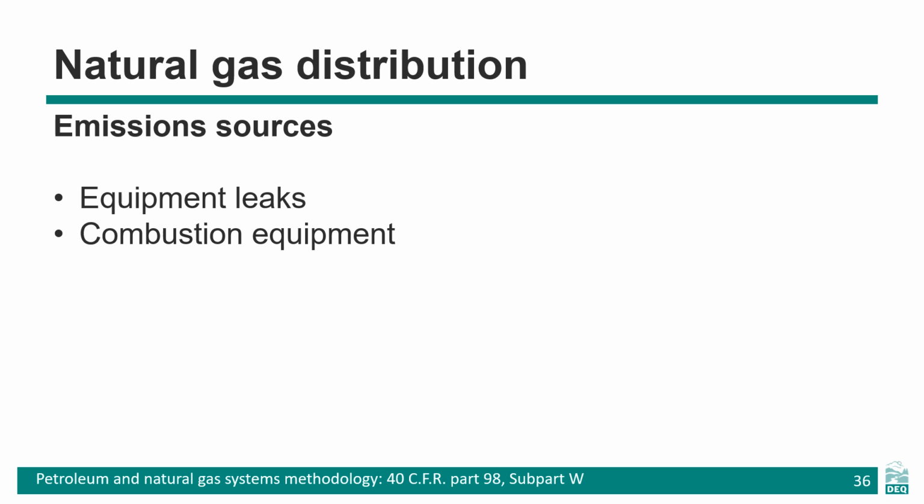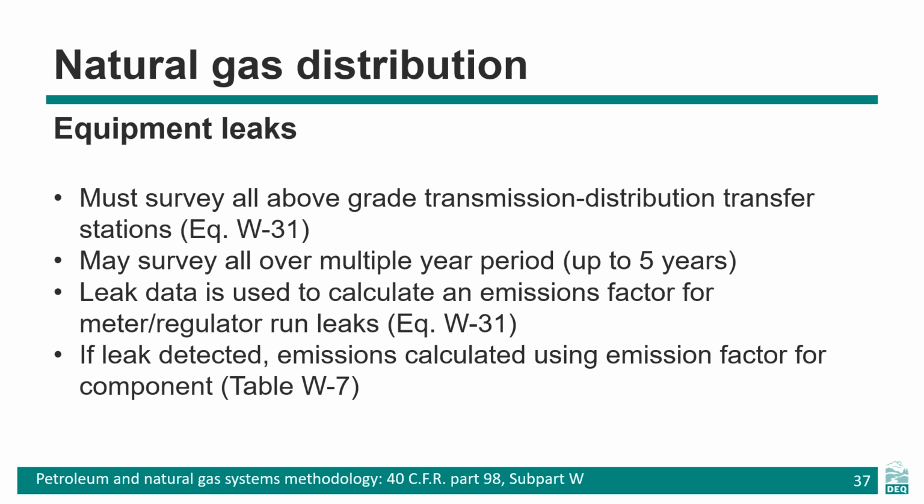Here we have only two emission sources to consider: equipment leaks and combustion equipment. One important consideration in this segment is the definition of facility. The facility for a natural gas distribution system consists of the entire collection of distribution infrastructure within the state. Equipment leaks from natural gas distribution are calculated using both leak surveys and population counts.